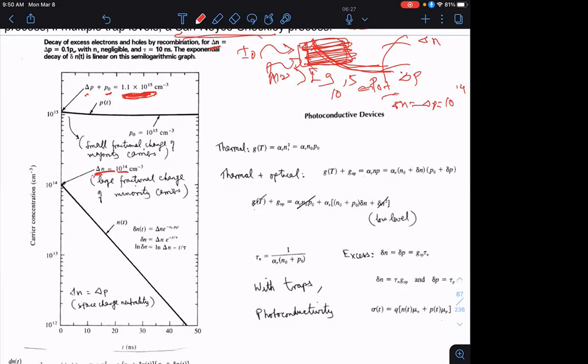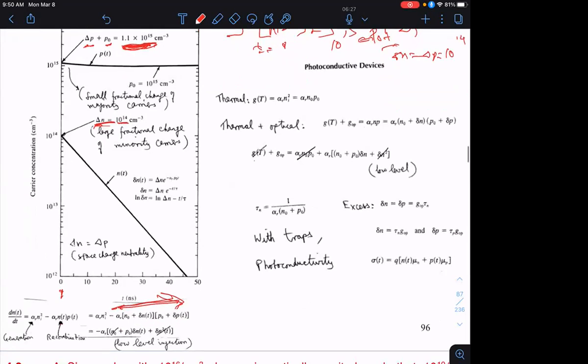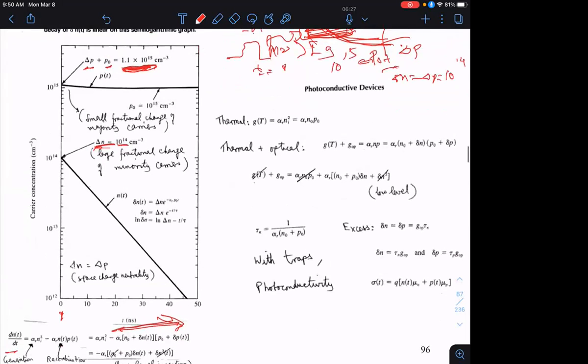But then what I do is at time t equal to 0, I turn off the light source. So I have the light that I turn off at t equal to 0. And then I try to calculate the carrier concentration of minority carrier electrons and majority carrier holes as a function of time in nanoseconds. So that's what I'll try to solve, by writing down an appropriate differential equation.